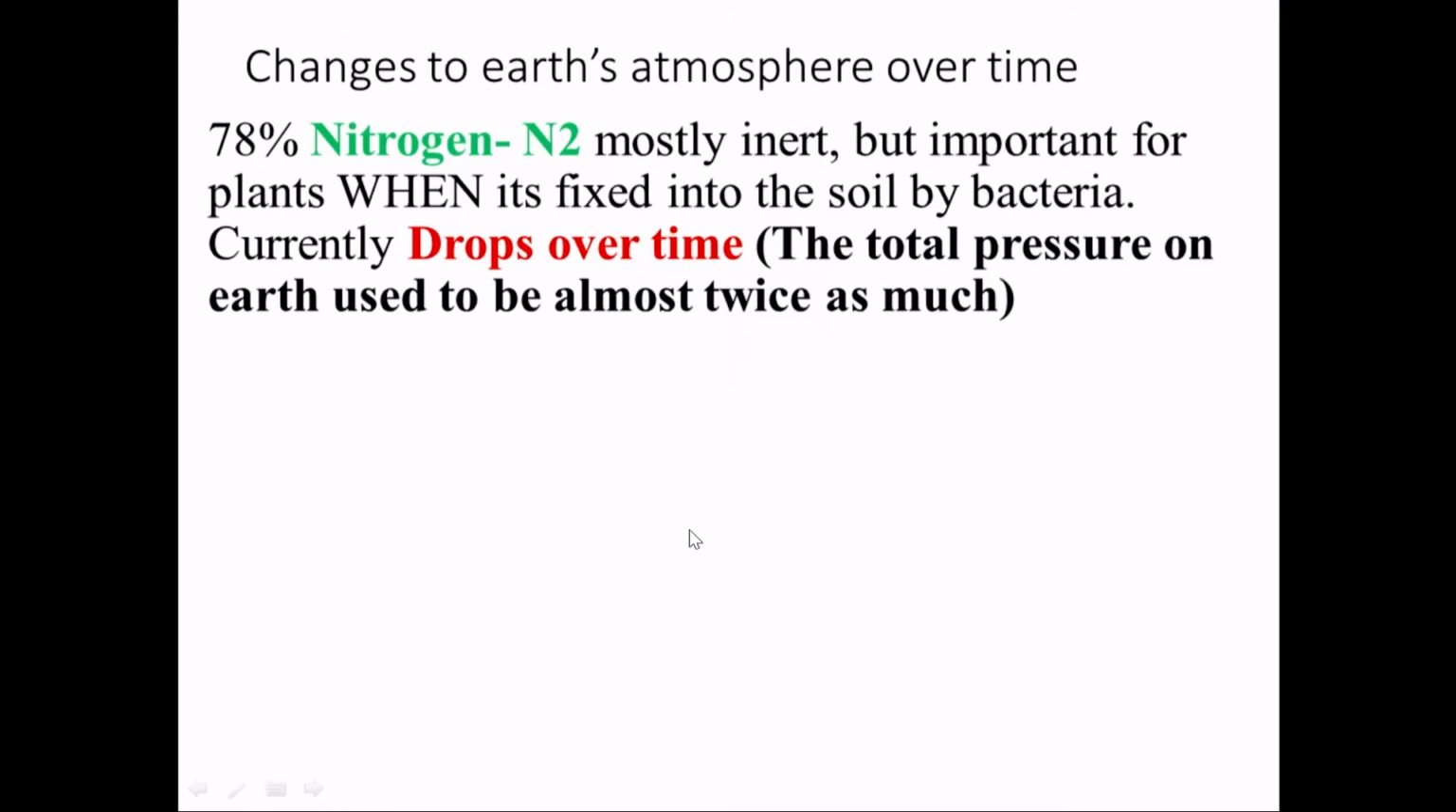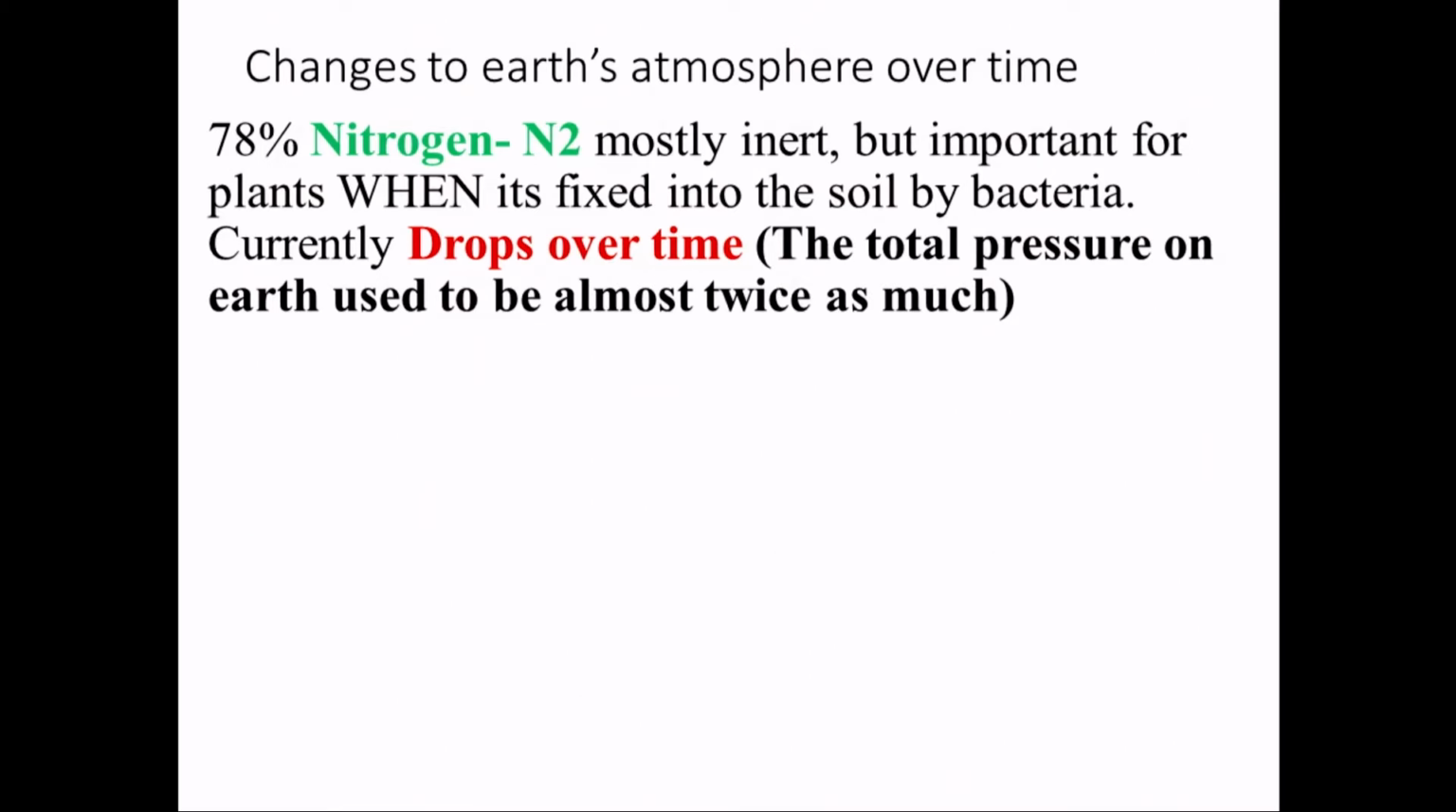Now, Earth's atmosphere has not remained the same over time. Let's take a look at the most abundant one, nitrogen. So nitrogen is mostly inert, so you would think it would just sit there and not do anything, but it does react. Most importantly, it reacts via fixation by bacteria.